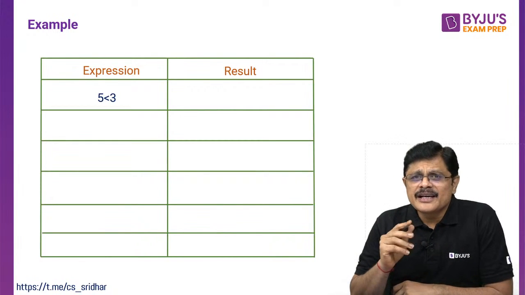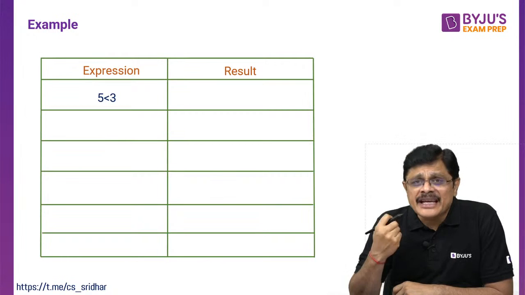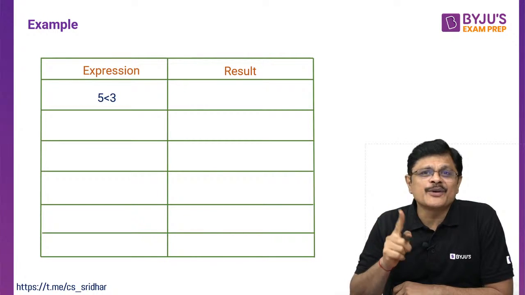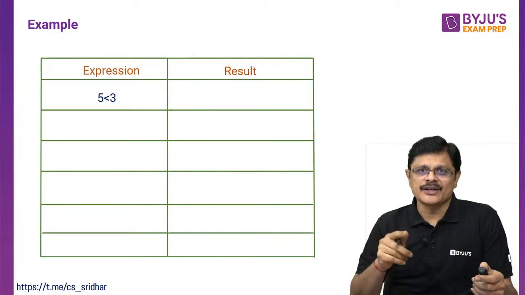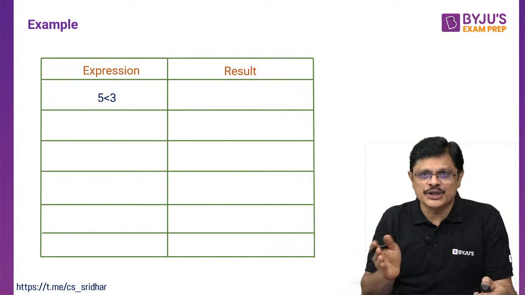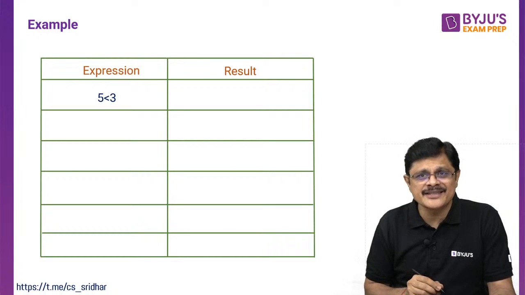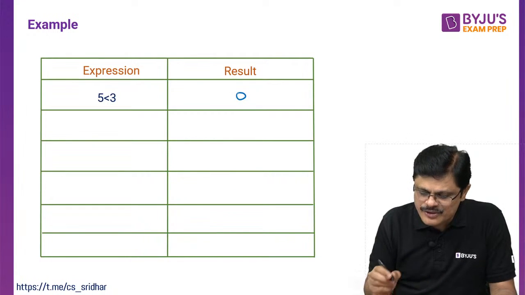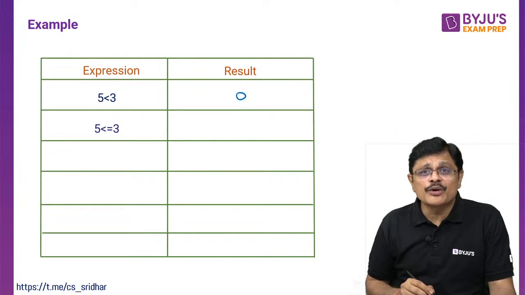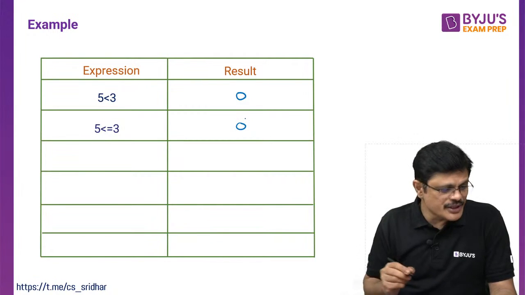See, my dear friends, when the expression is true, it will result in 1, otherwise it will result in 0. It returns either 1 or 0 based on whether that particular expression is true or false. Now 5 less than 3 is false, so you get the result equal to 0. 5 less than or equal to 3 is false. The result is equal to 0 for this, my dear friends.